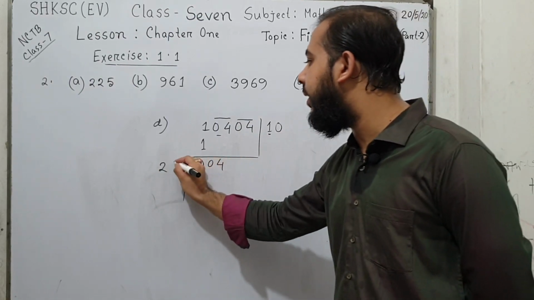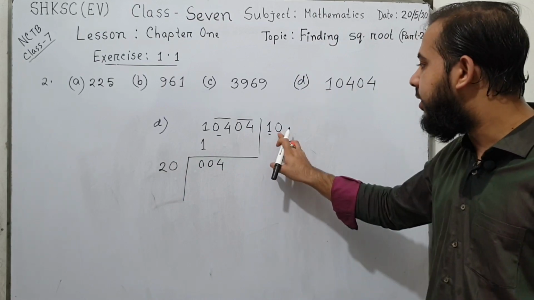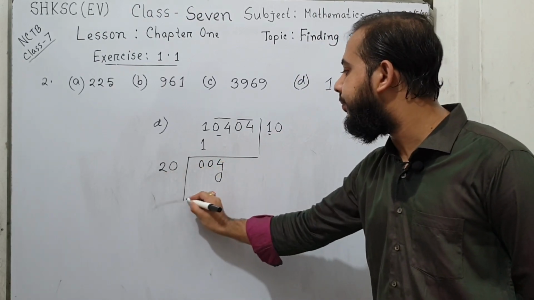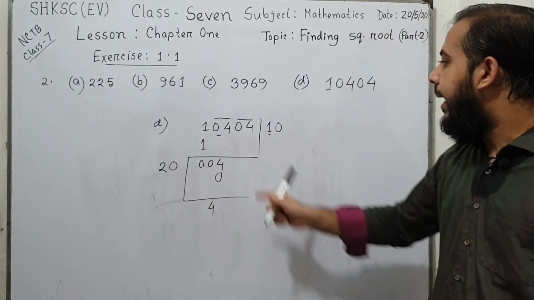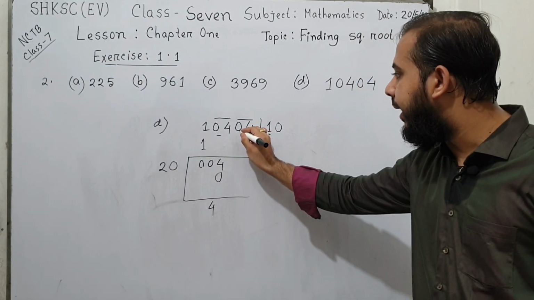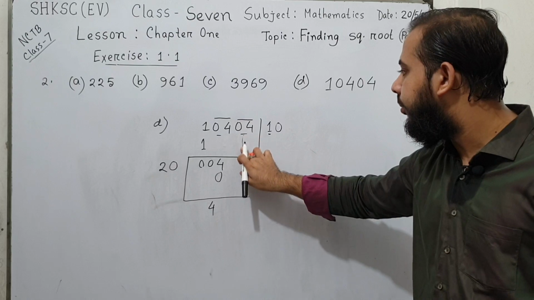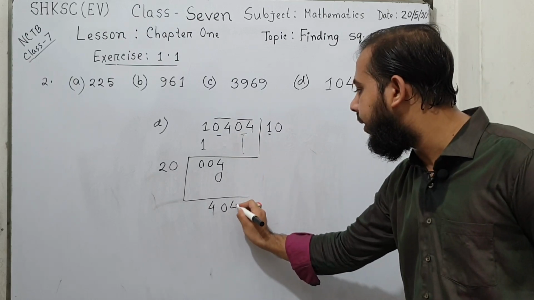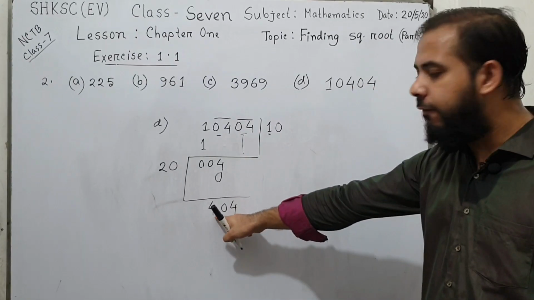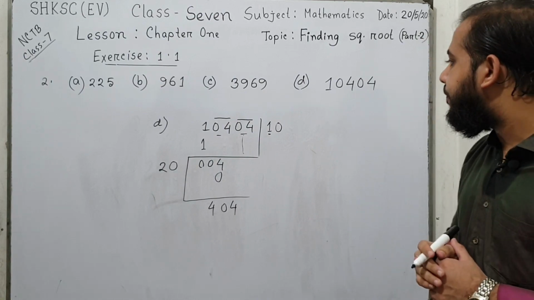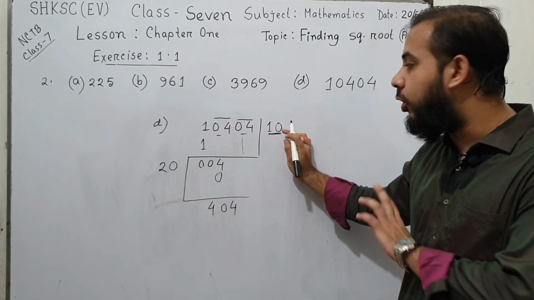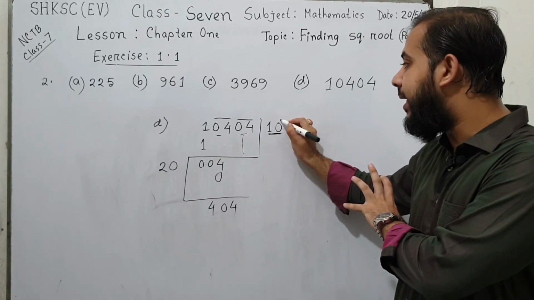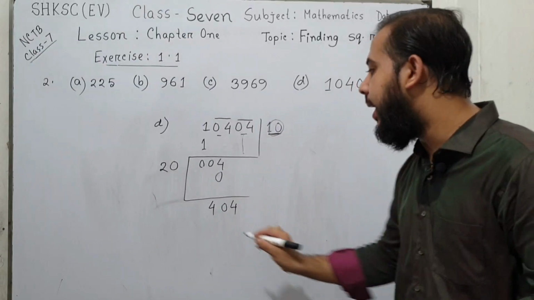So if we put 0 here and 0 here, 0 times 20 will be 0. Now if we subtract, we will get 4. You understand? Now you have to put down the next digit, that is this 04. So we'll get 404. Now you have to make the double of these 2 digits, not only 0. You have to make the whole number double here.